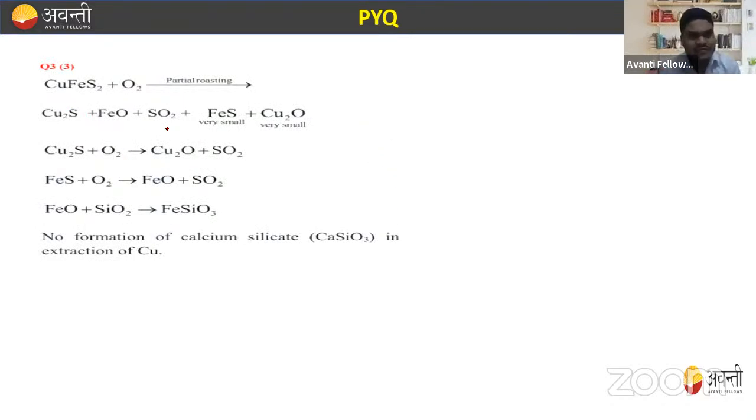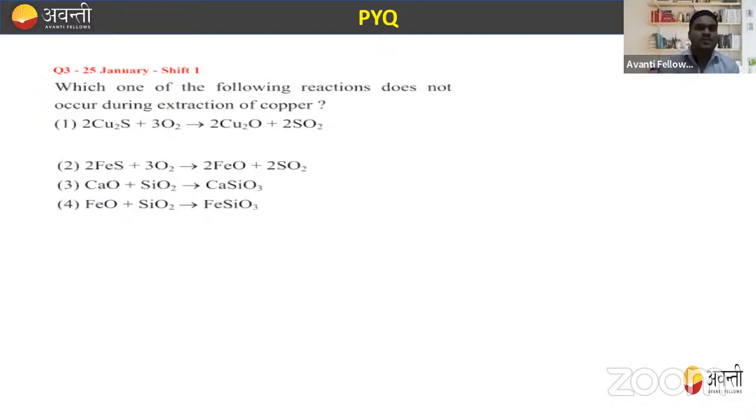Cu2S plus FeO plus SO2, FeS is very small and copper oxide is very small, right? Now this Cu2S, the copper sulfide, plus O2 will give us copper oxide plus SO2. There is no formation of calcium silicate in the extraction of copper. Okay, so there is no formation of calcium silicate. That is option number 3.